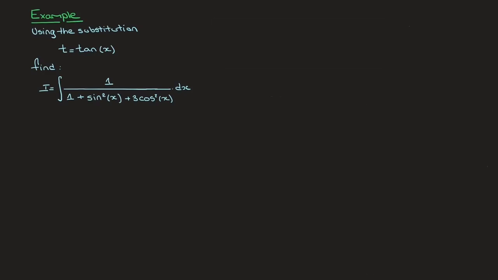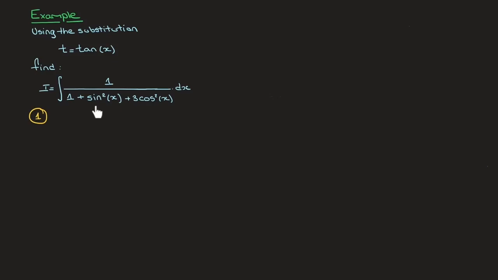We're told, using the substitution t equals tan of x, to find the integral I, which is equal to 1 over 1 plus sine squared of x plus 3 cosine squared of x. Now to do this, we follow 3 steps. The first step, which is the longest, is to rewrite our integral in terms of the new variable t. Now what that means is that we need to rewrite this sine squared of x as well as this cosine squared of x in terms of t, and we need to rewrite this dx in terms of t as well.